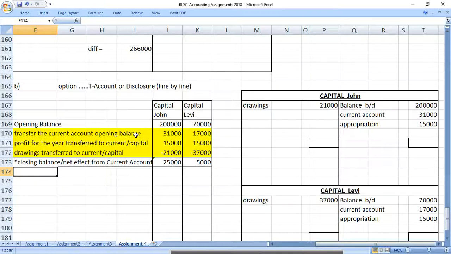So I don't have to do this? You can show it if you want to, but just say net effect from current account, but show it as an asterisk, just as a separate line. And then if you want to put a circle or a square around these ones. Don't highlight, just put a circle around those three. Net effect from current account. 25,000 and then minus 5,000. So the one is in brackets.